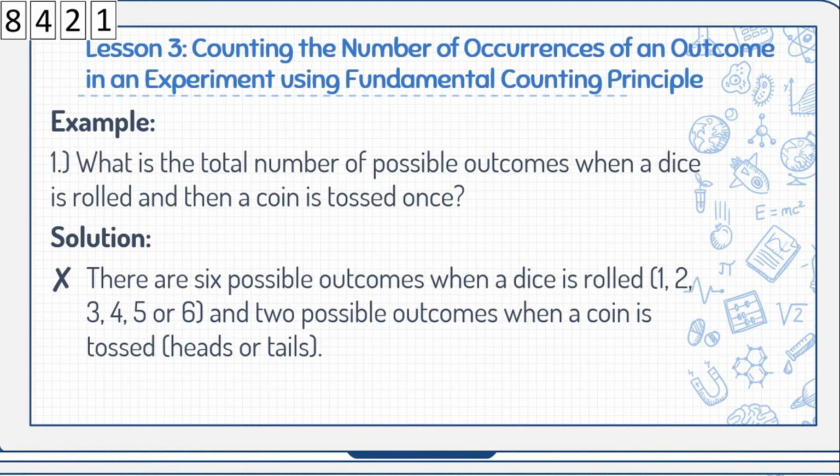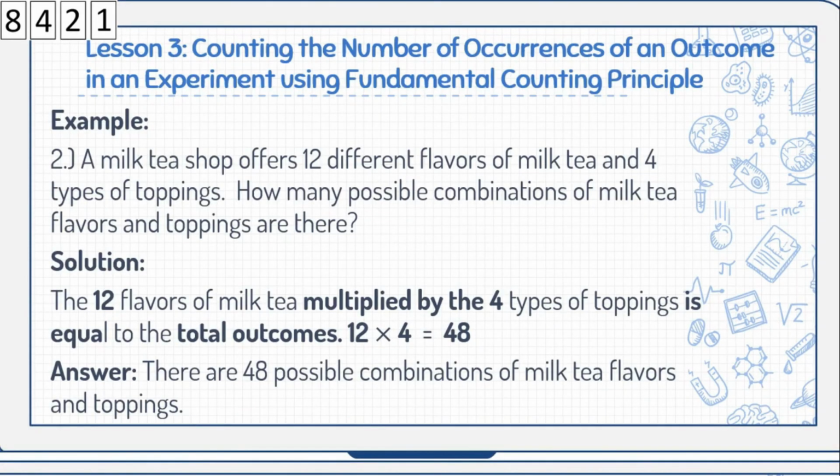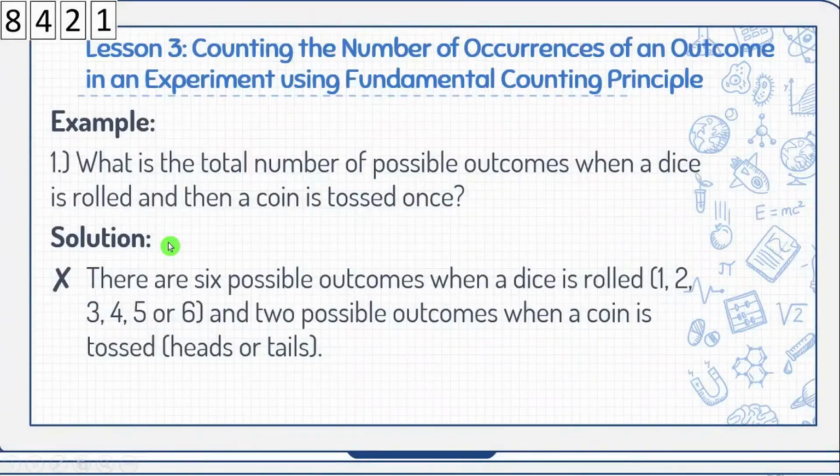Okay, next. So, that's for our example number 1, di ba? Ito po yung fundamental counting. I-count lang po natin. Okay, so since isang dice at saka isang coin ay toss natin once, so result, ang possible outcomes ay 1, 2, 3, 4, 5, 6 for the dice and 1, 2 for the coin. Diba? Dalawa kasi head or tails.